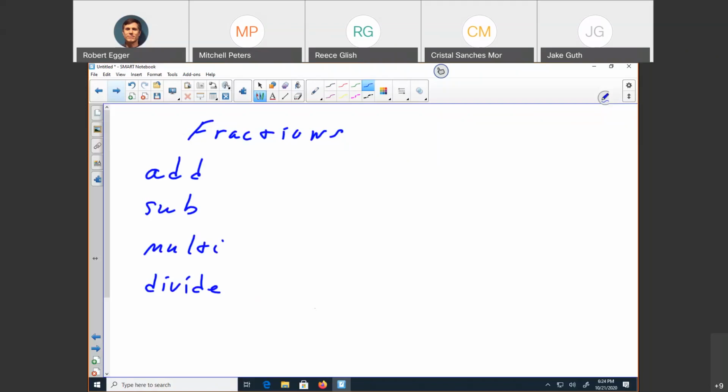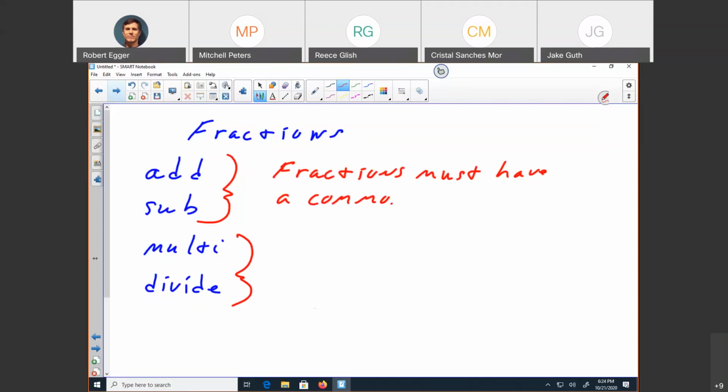And hopefully, you all remember that each of them basically only works on 2 golden rules. Golden rule for adding and subtracting fractions: fractions must have a common denominator. That's it. A common denominator.